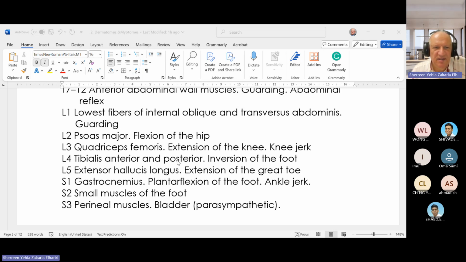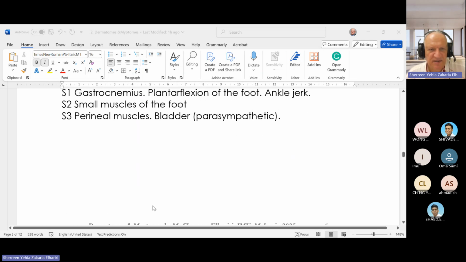Quadriceps femoris and the knee jerk L3, tibialis anterior inversion of the foot L4, L5, extensor hallucis longus, extensor of the greater toe. This is very important because many of the questions say the patient is unable to extend the greater toe. So inability to extend the greater toe is L5. Sometimes a patient with a disc below L5 can present with inability to extend the greater toe. S1 for ankle jerk, S2 for small muscles of the foot, and S3 perineal muscles, bladder, and parasympathetic.